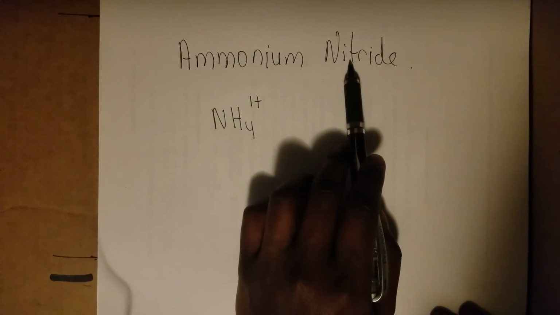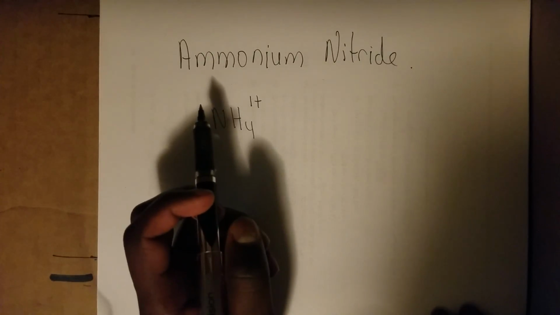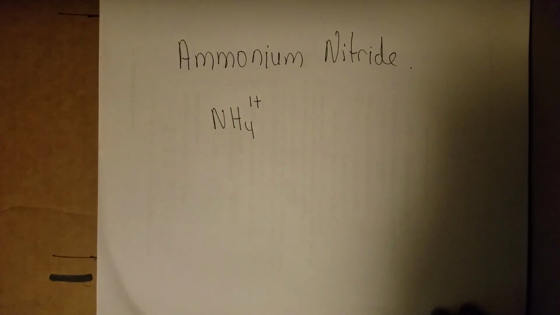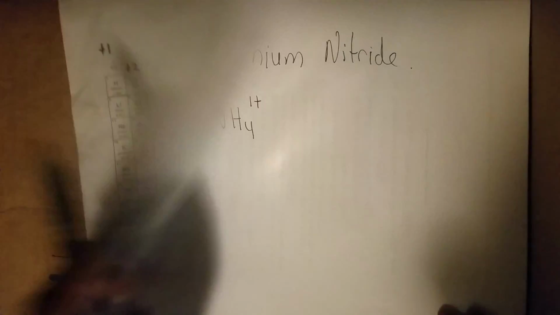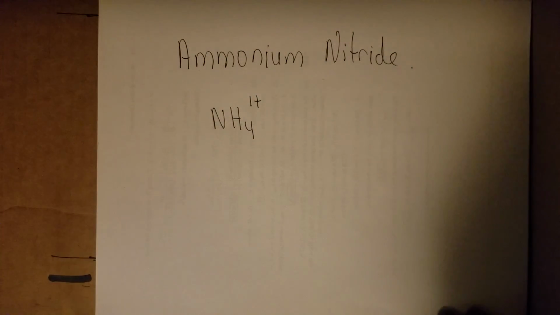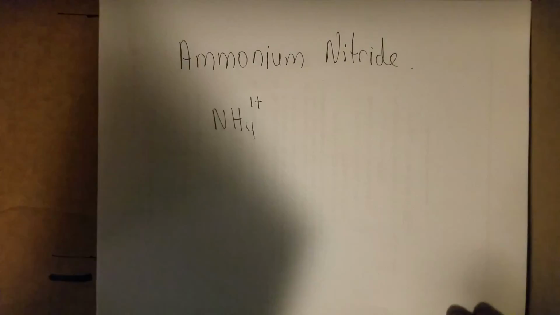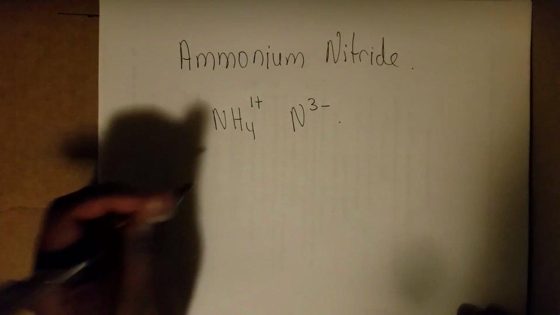Now nitride is actually on the periodic table. On the polyatomic table you have nitrite and nitrate. Nitride is actually an ion of nitrogen when it becomes an ion. Now you might get confused and ask why it is not on the polyatomic table. It's something that has to be memorized. Nitride is nitrogen, so it has a charge of 3 minus.